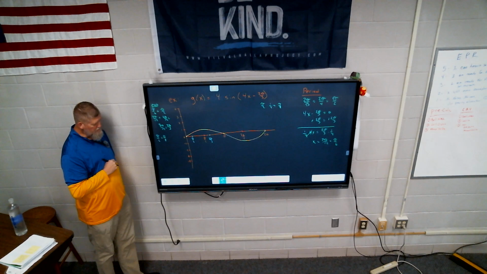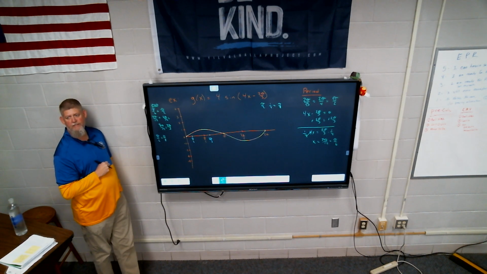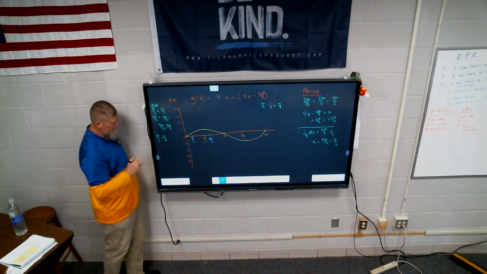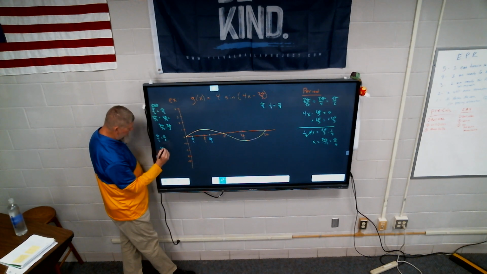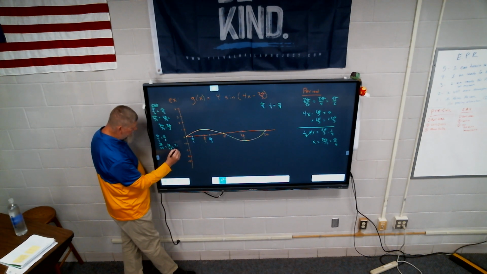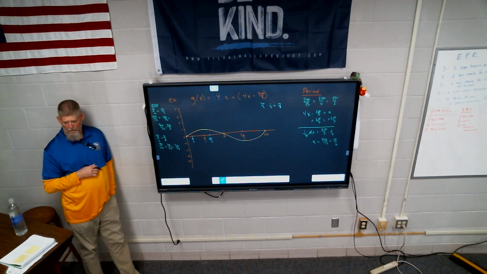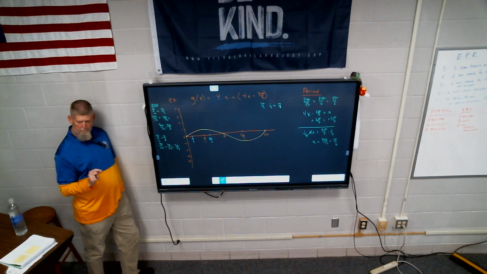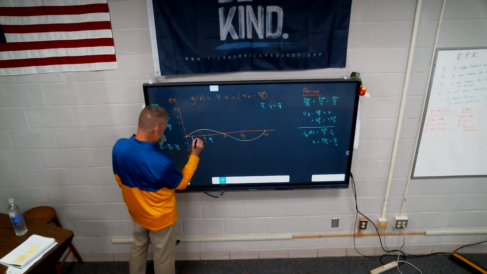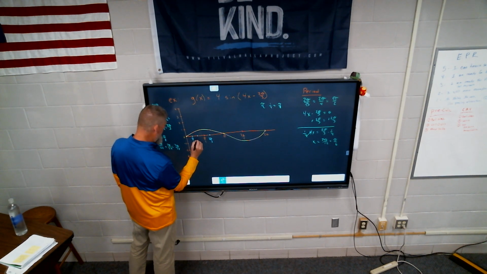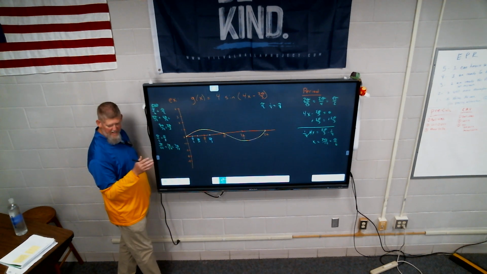So what's pi over 6 plus pi over 8? The common denominator again is 24. So 4 pi plus 3 pi gives me 7 pi over 24, which is just a little bit bigger than pi over 4. So about right there. And once again, when you find these points, you're just kind of estimating.